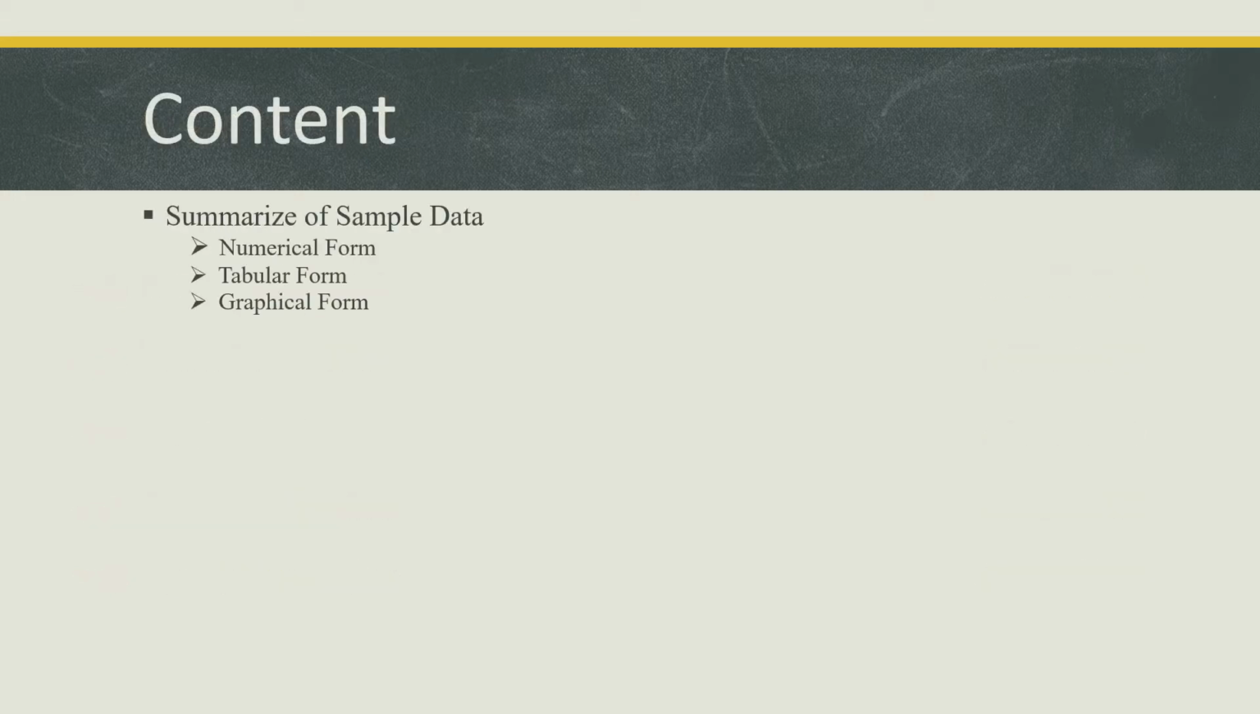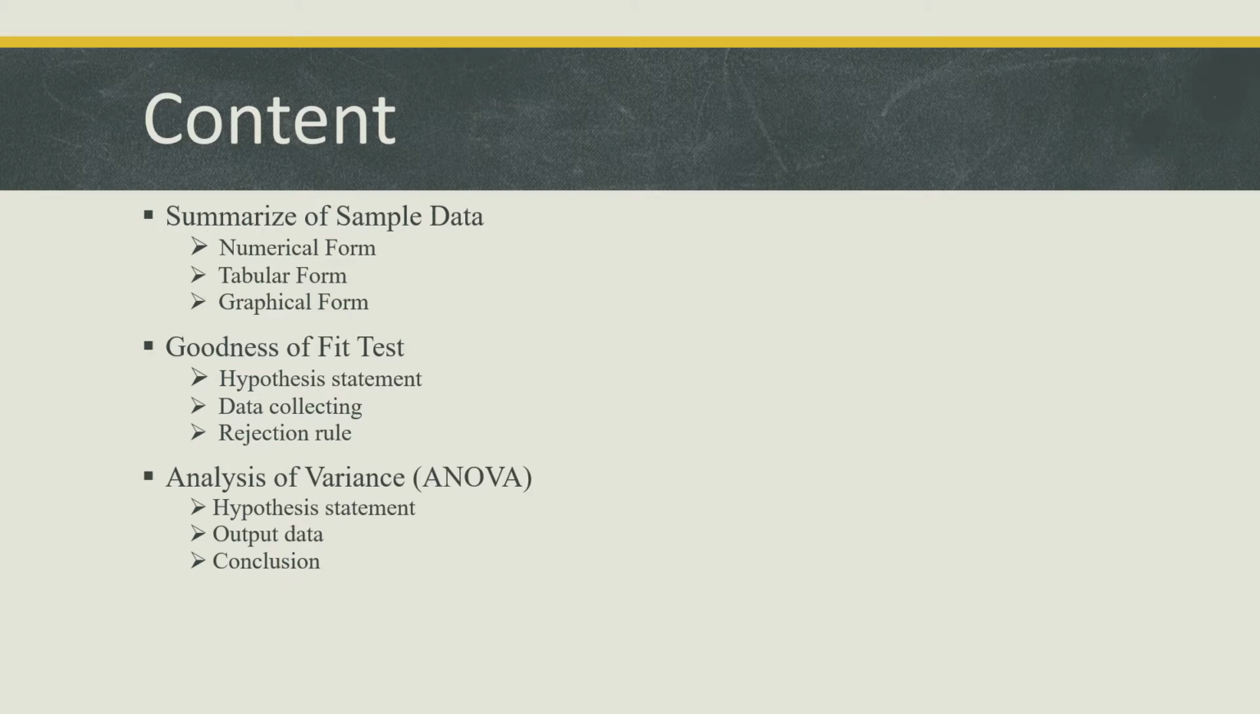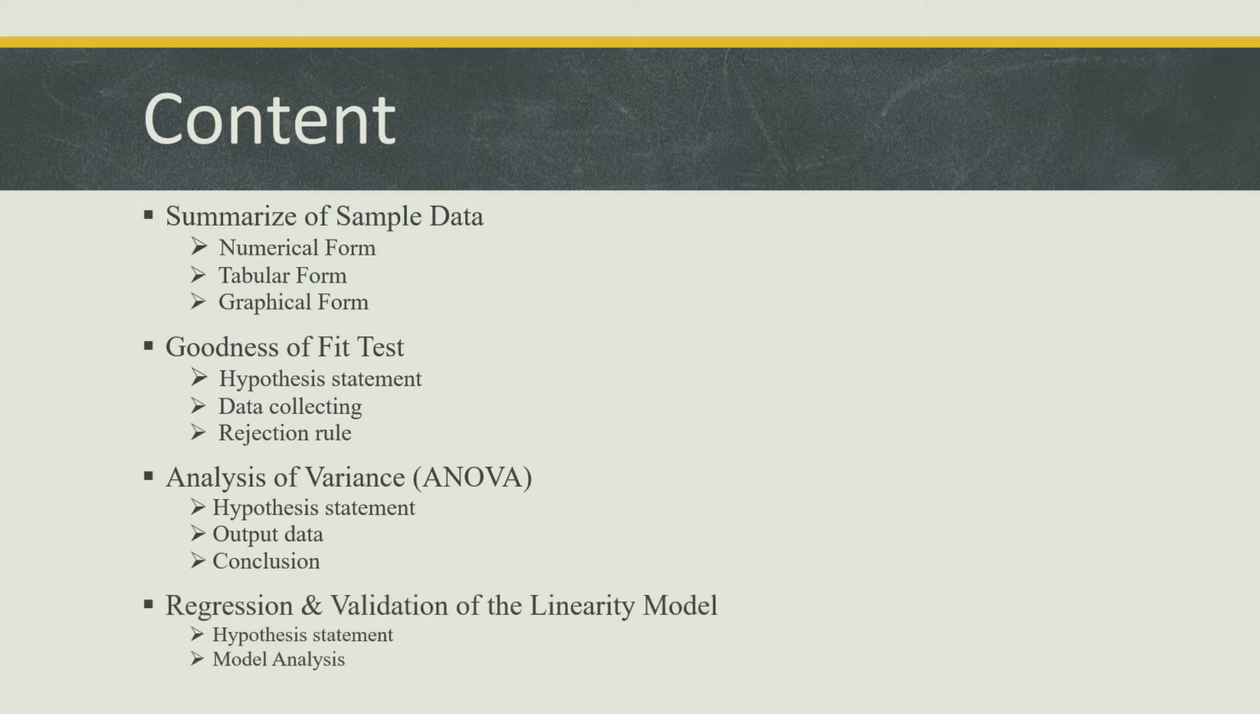First we will start with summarizing the sample data in three different forms: numerical form, tabular form and graphical form, and then the goodness of fit test. First, the hypothesis statement, and then the data collecting and rejection rule. Then the ANOVA, also starting with the hypothesis statement, and then the output data and conclusion. Last but not least, the regression and validation of the linearity model, the hypothesis statement, and model analysis. And then we will conclude the work.